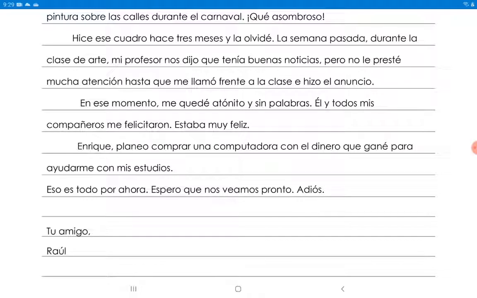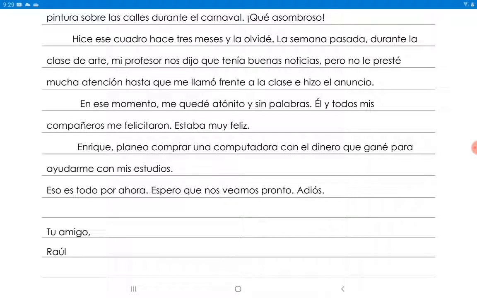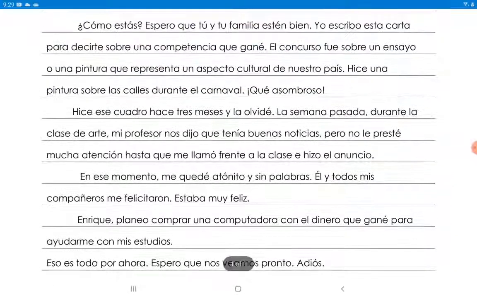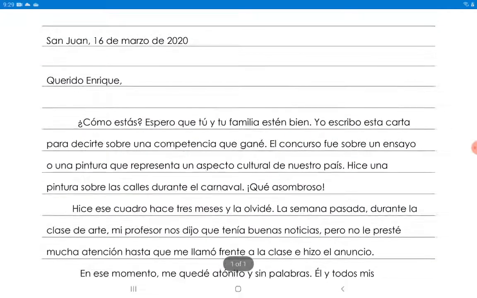Eso es todo por ahora. Espero que nos veamos pronto. Adiós. Tu amigo Raúl. So that is all for now. I hope that we see each other soon. Goodbye, your friend Raúl. So we're gonna fragment this essay.